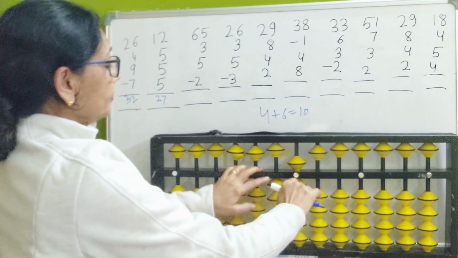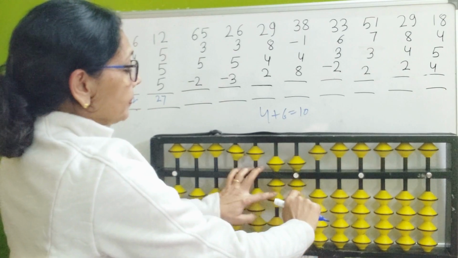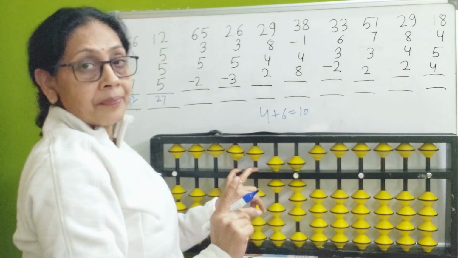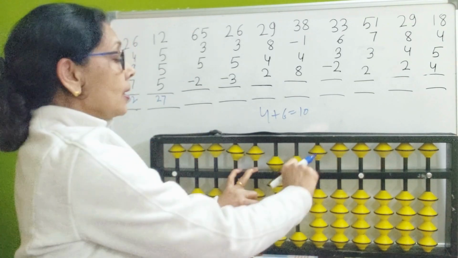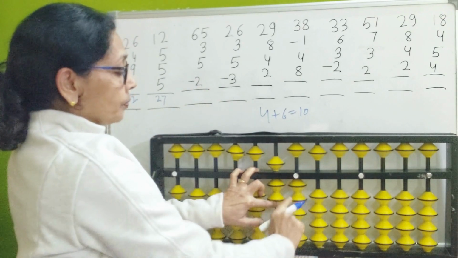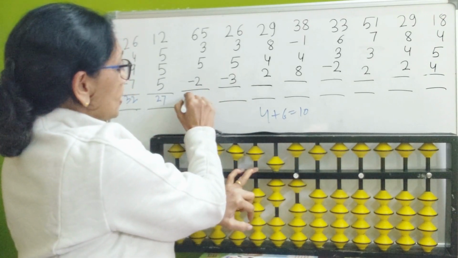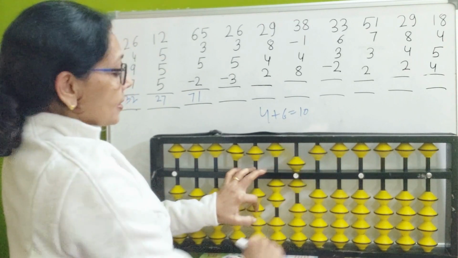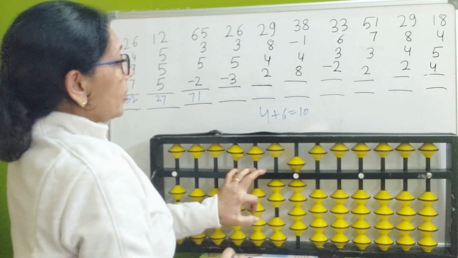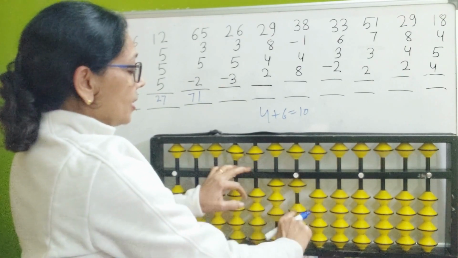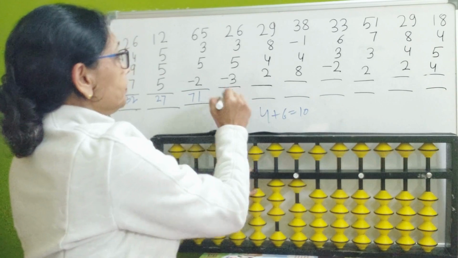27. 65. 3, 5. Just learn it. Less 5, add 10. Less 2. You have 2 here. So this is 71. Next 26, 3. Add 5. Less 5, add 10. Less 3. This is simple.